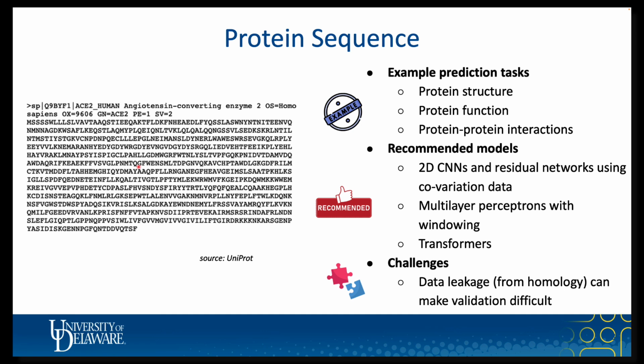There are a number of models recommended. Some of these we may review in future modules. One main challenge in this area is data leakage due to the information coming from homologous proteins. Data leakage occurs when information from the test set is inadvertently included in the training set, allowing the model to cheat by learning patterns that it would not have access to in real-world scenarios.